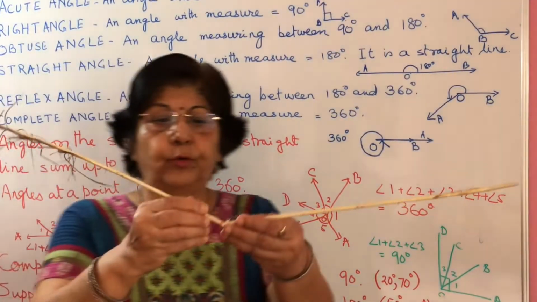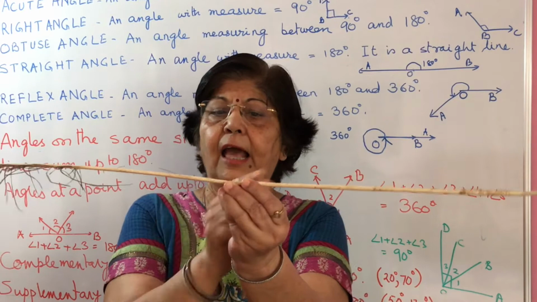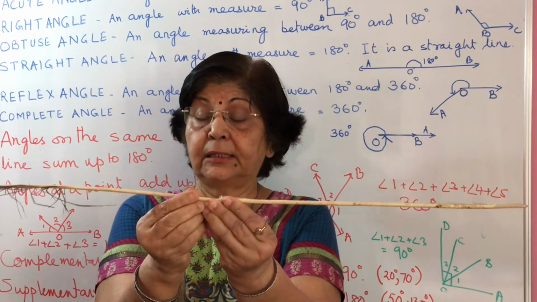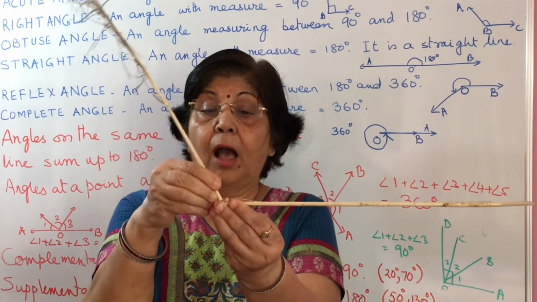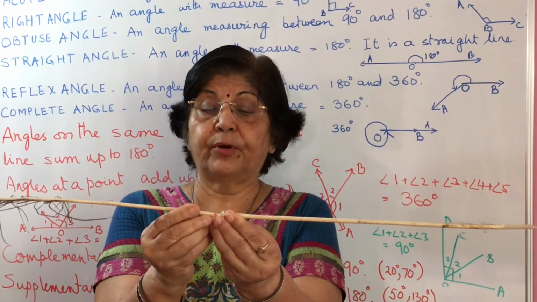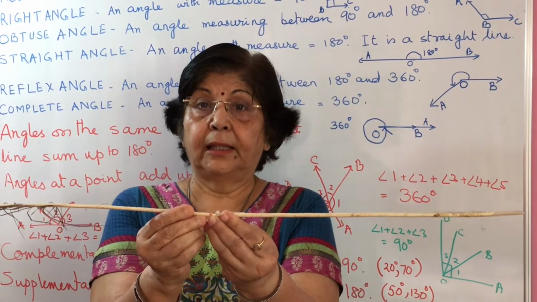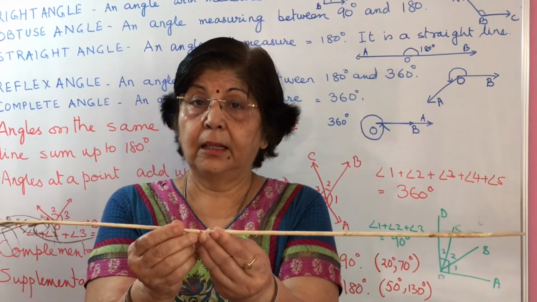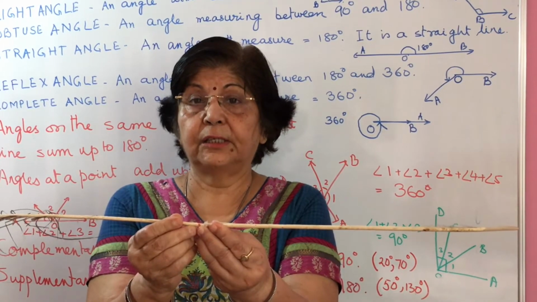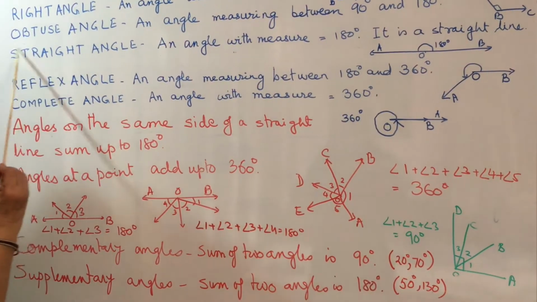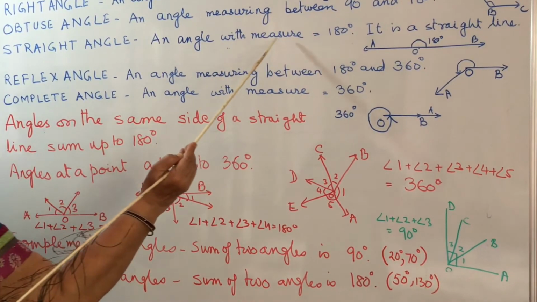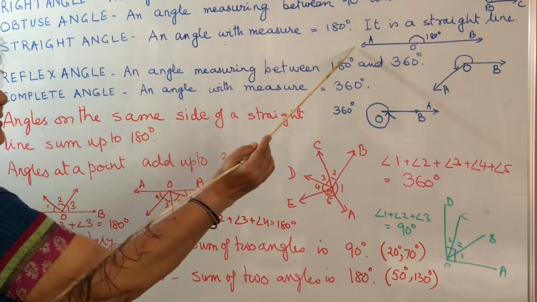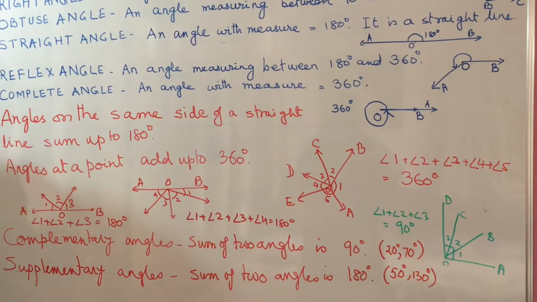Now when the two arms are exactly in line with each other, when they are absolutely straight, that is, this arm has completed half a turn or half a rotation around the other arm, then the angle formed is 180 degrees. And an angle which is equal to 180 degrees is called a straight angle. An angle with measure equal to 180 degrees is called a straight angle, and just see it is actually a straight line.